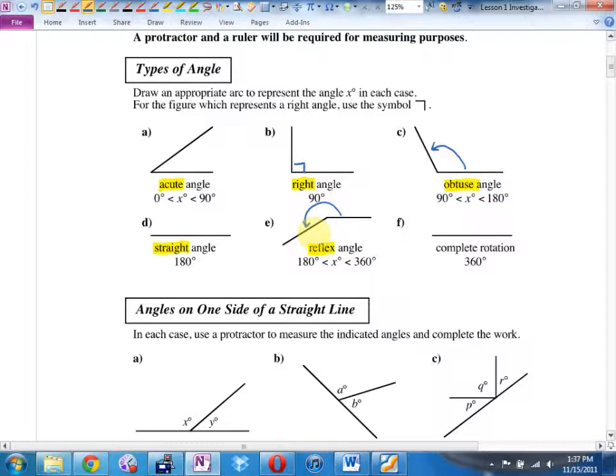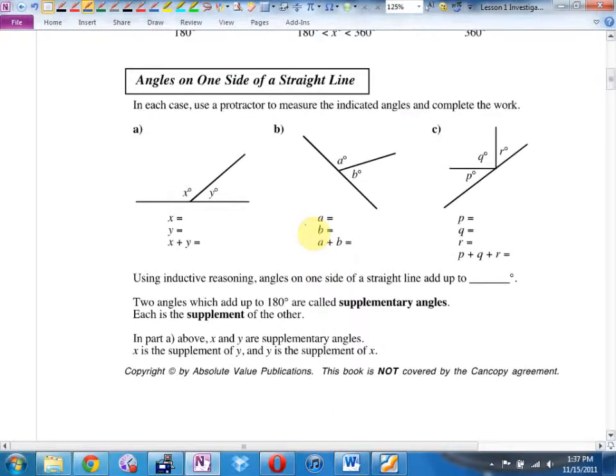So far, so good? All right. A says, in each case, use a protractor to measure the indicated angles and complete the work. So with your protractor right now, can you find how big angle X is and round off to the nearest 5 or 10 degrees? Because I think it's supposed to be a fairly even number, I think. And I'm going to grab a protractor and do this on my screen here, assuming that my screen doesn't distort things.